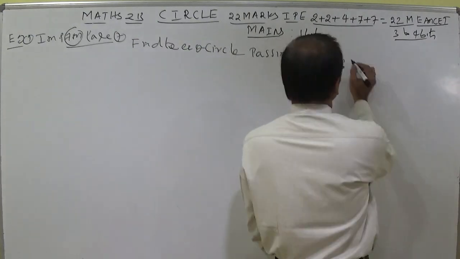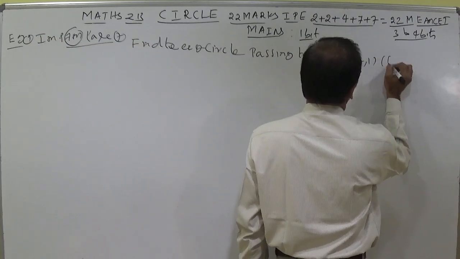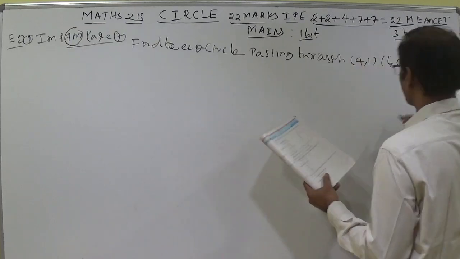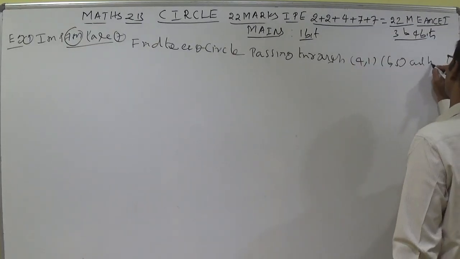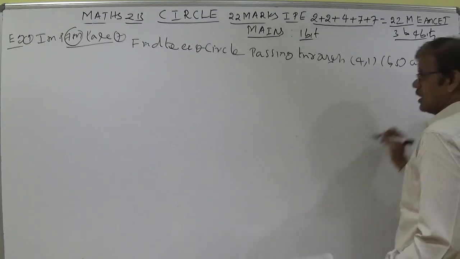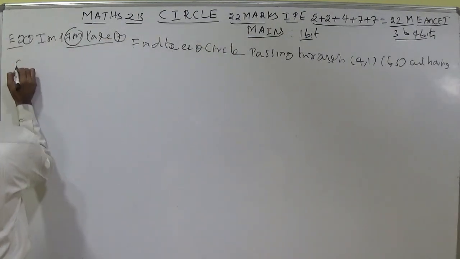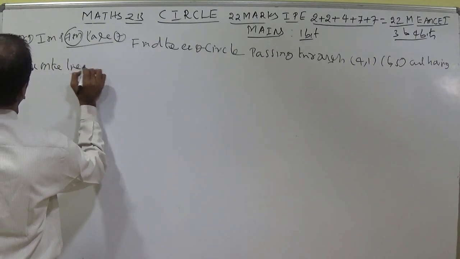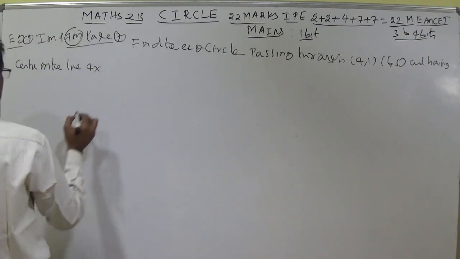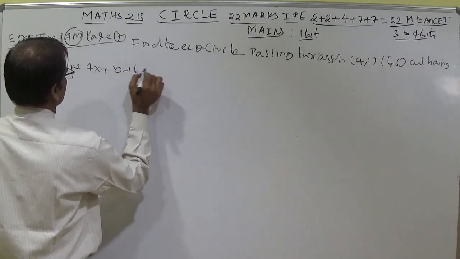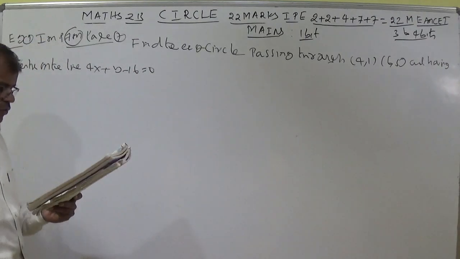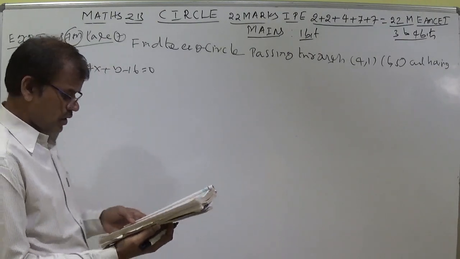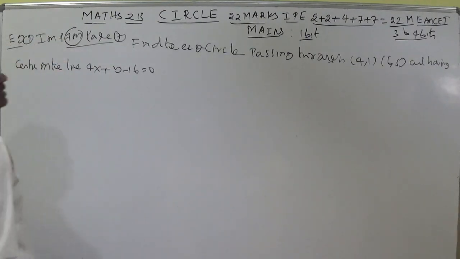Find the equation of circle passing through 4, 1, 6, 5 and having center on the line 4x plus y minus 16 equal to 0.